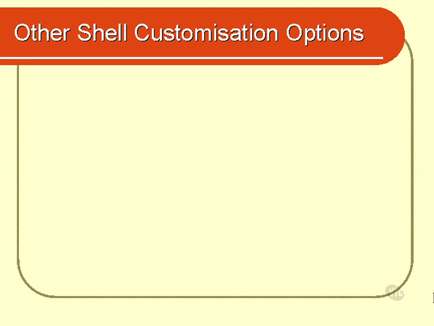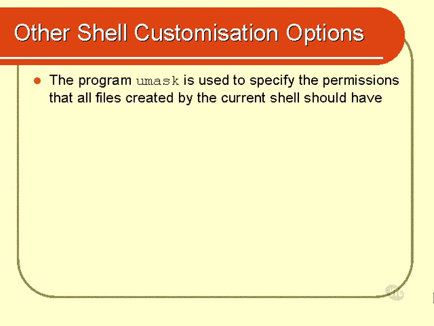This is the final module for the course. In this module I'd just like to mention two other shell customization options that you have at your disposal. The first is called umask. The program called umask is used to specify the permissions that all files created by the shell should have.